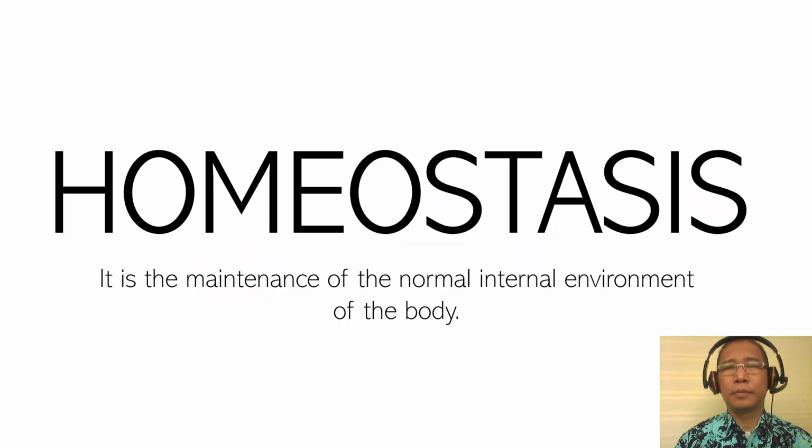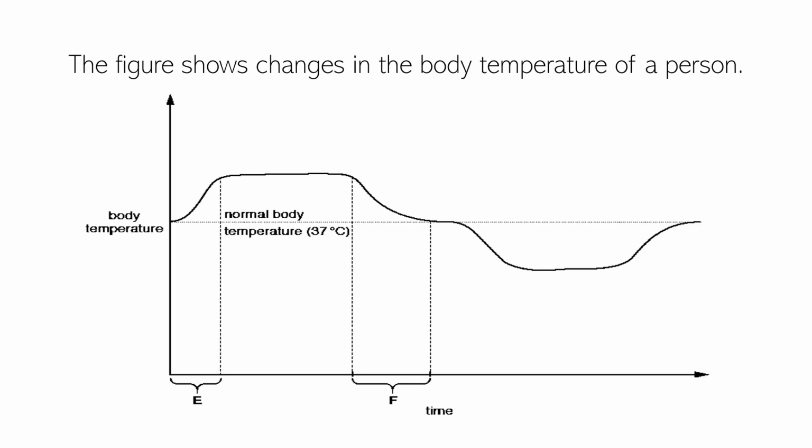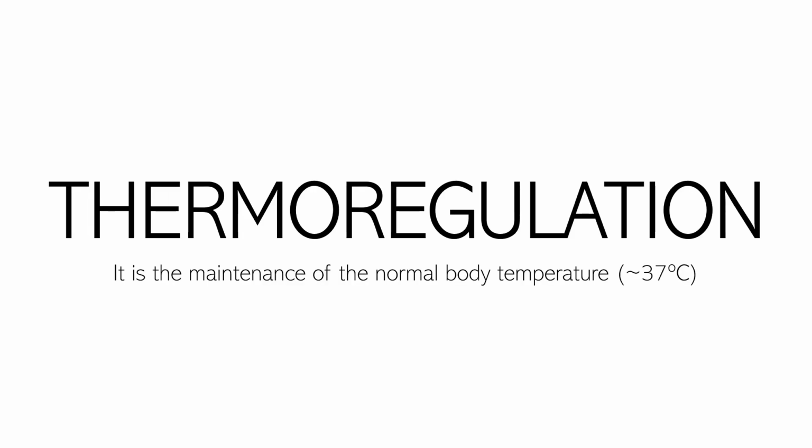Today we will focus on the questions about homeostasis. Homeostasis. It is the maintenance of the normal internal environment of the body. The figure shows changes in the body temperature of a person. This question mainly involves thermoregulation, a process in the body that is considered homeostasis. Thermoregulation. It is the maintenance of the normal body temperature. The normal body temperature is approximately 37 degrees Celsius.